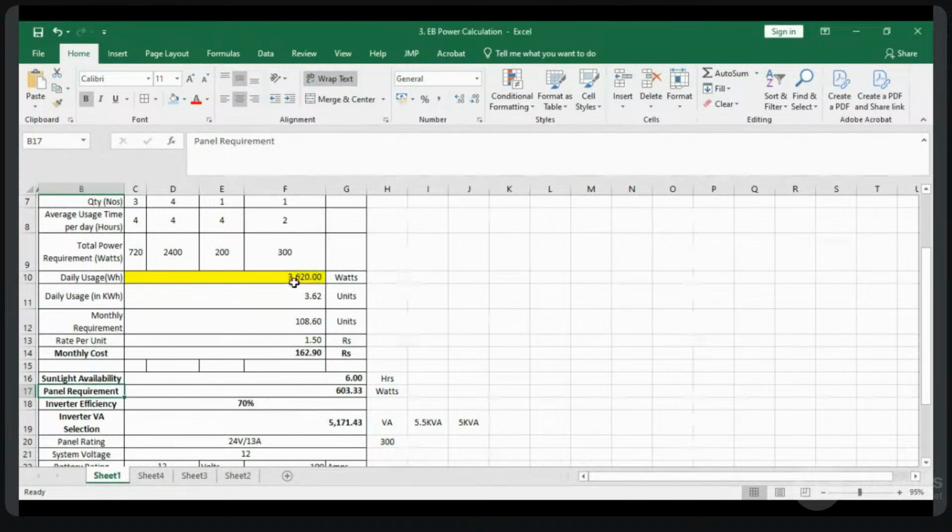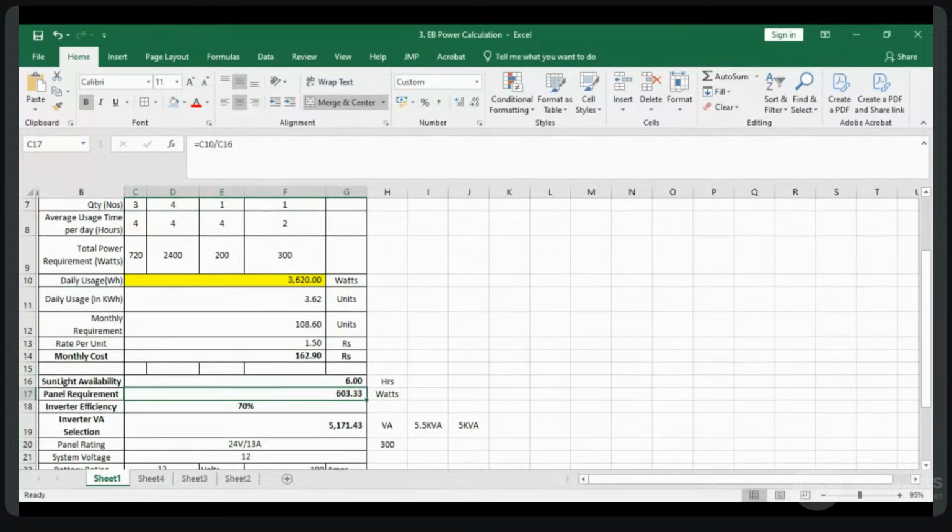Suppose our daily requirement is 3620. In that, the sunlight availability is only for 6 hours. Maximum sunlight tracking will be only for 6 hours. If you divide 3620 by 6, how much panel do we need? The panel requirement is 600 watt. So we need a 600 watt panel.